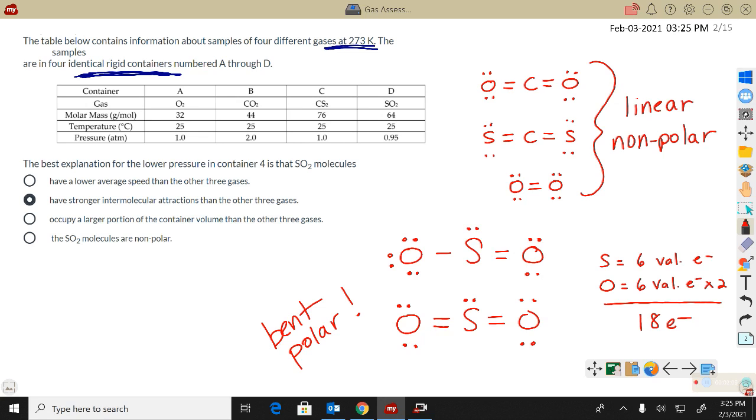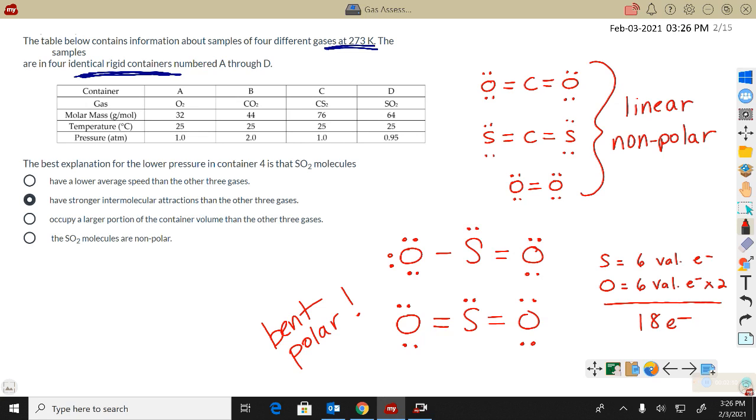We'll deal with gas B later, but notice then that D is just a little bit less than what I might expect. That's due to those intermolecular forces. A lower average speed would mean that it's maybe like a heavier particle. It's not the heaviest particle. Occupy a larger portion of the container volume than the other 3 gases.